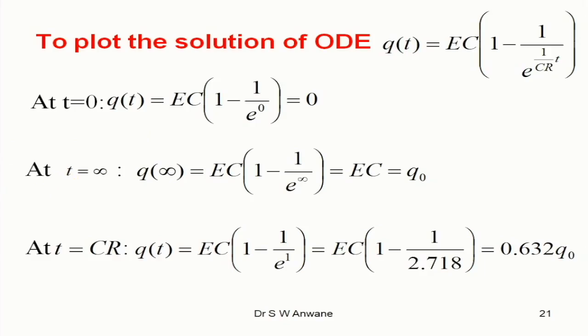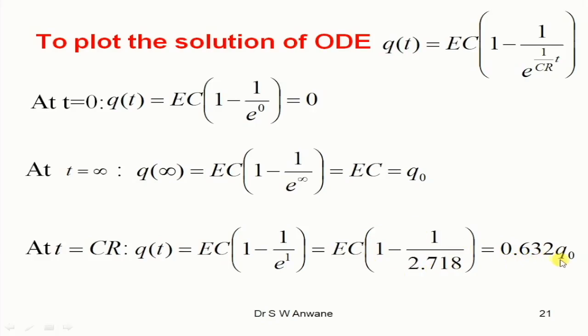The second boundary situation is when t is infinitely large, that is the steady state value. There is no change in q after that time, which we call a longer time, in terms of infinity, and q of infinity is equal to EC inside bracket 1 minus 1 upon e to the power infinity. So e to the power infinity is infinity, and 1 upon infinity is 0, and here we are left with EC, that is Q0. So this is the steady state value of the charge. The third and most important boundary condition is t equal to CR, so that in this term e to the power t upon RC becomes unity, and we get EC inside bracket 1 minus 1 upon e, that is EC into bracket 1 minus 1 upon 2.718.